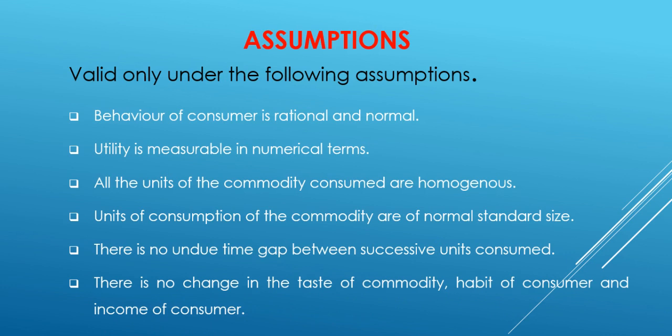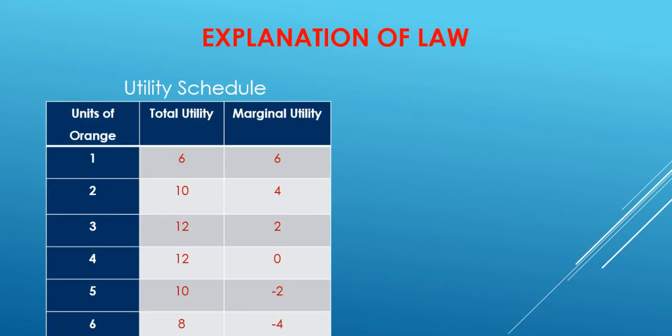Another important assumption is there is no change in the taste of the commodity, habit of the consumer, and income of the consumer. This is the important assumption of this theory. This theory we can explain by an imaginary example. We have taken an imaginary utility schedule of a person X.